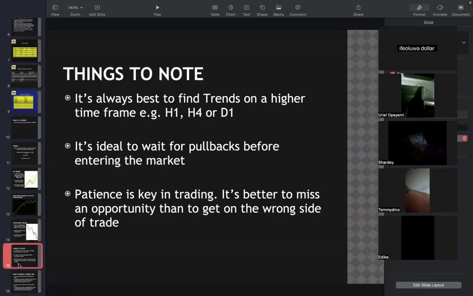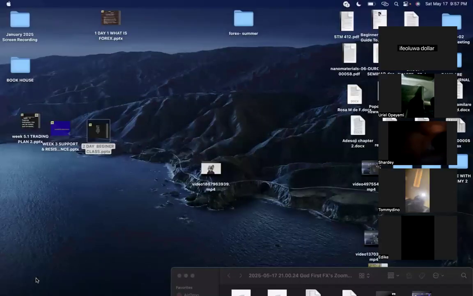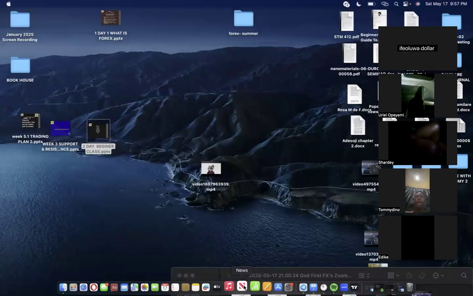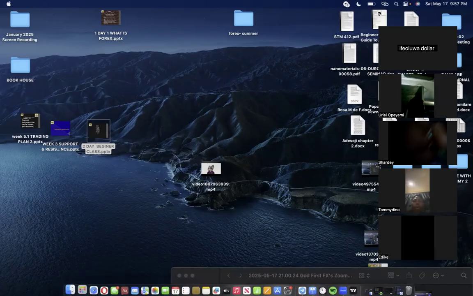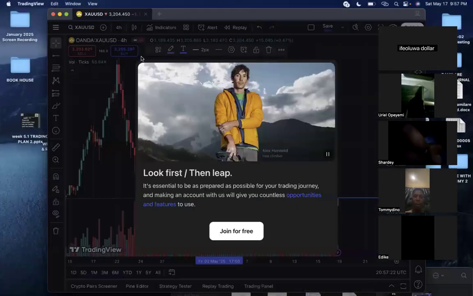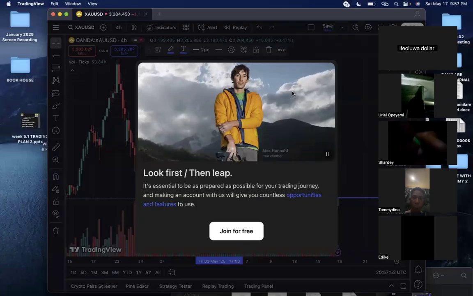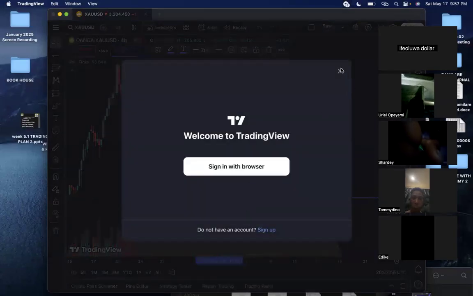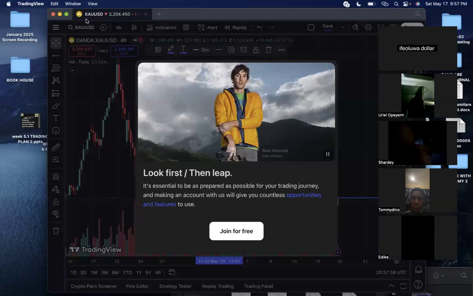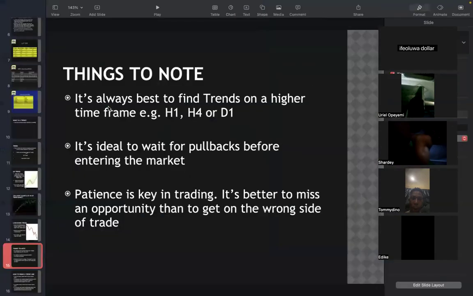So, things to notice. It's always best to find the trend on a higher time frame. As for this higher time frame, I think there is someone that's still going to teach us. There is always a time for all the charts. Let me see, maybe I can show you guys, but I have a short time. I do not have my TradingView login over there.